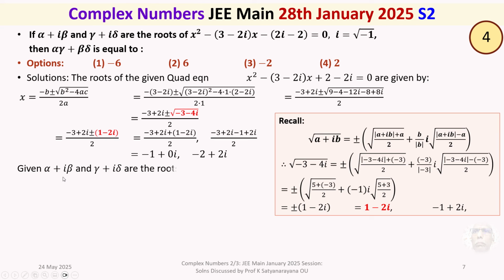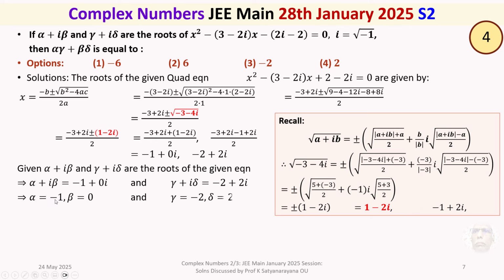Given alpha plus i beta and gamma plus i delta are the roots of the given equation, therefore alpha plus i beta is minus 1 plus 0i and gamma plus i delta is minus 2 plus 2i. So this will imply alpha is minus 1 and beta is 0, gamma is minus 2, delta is 2. What we want is alpha gamma plus beta delta. Alpha is minus 1 into gamma is minus 2, plus beta is 0 into delta is 2. Multiply, simplify, we will get 2.